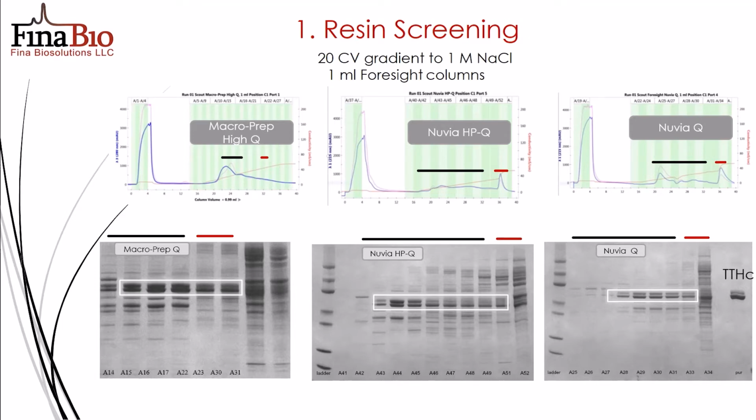With these long gradients, neither seem to have very high selectivity, and although initially the Macro-Prep Q looked like it might be the better resin, on further study, looking particularly at binding capacity, we found that the Macro-Prep Q had much lower capacity. We then went on to compare more directly the HPQ and the Nuvia Q.